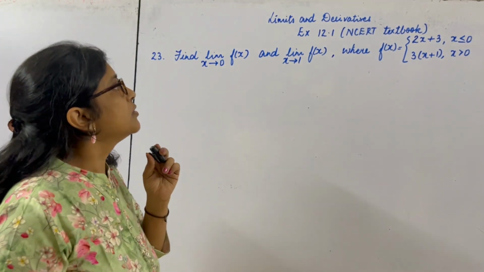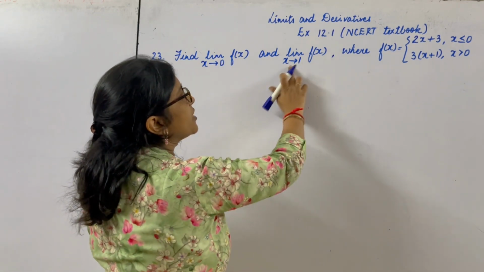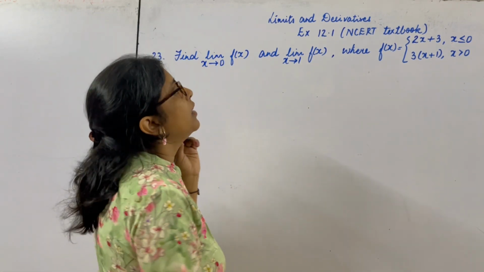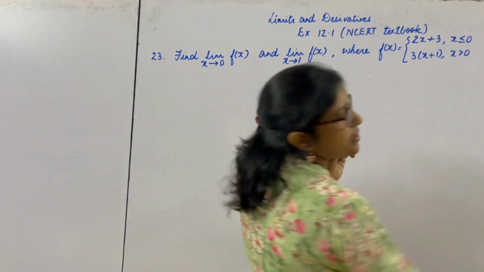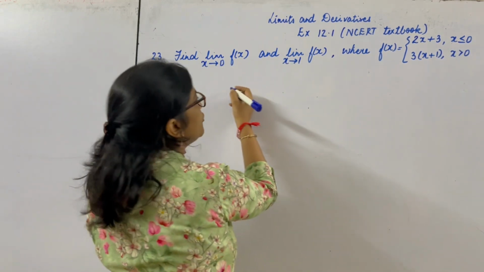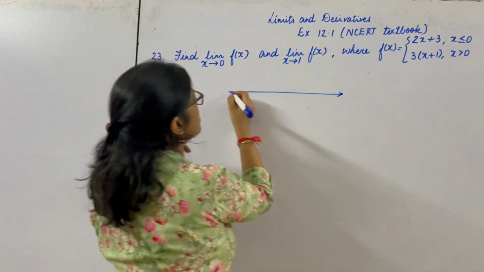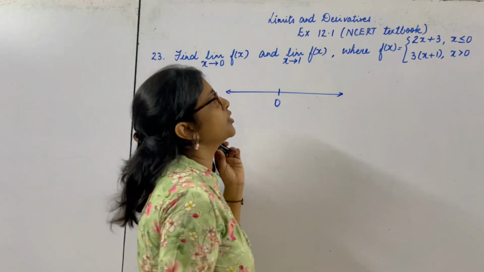Okay, so the question here is the limit of f(x) when x tends to 0 and the limit of f(x) when x tends to 1. As we see that the function is bifurcated at 0, the critical point is 0. This is where the function becomes different. So let's put this on the number line for a better understanding.